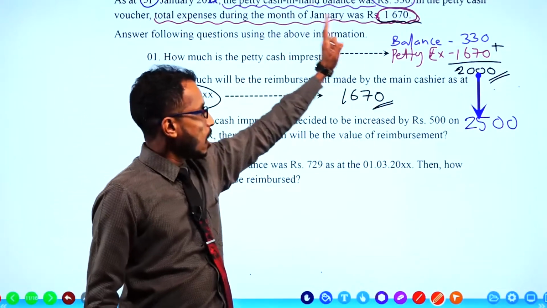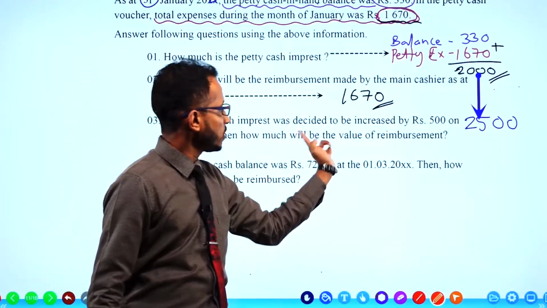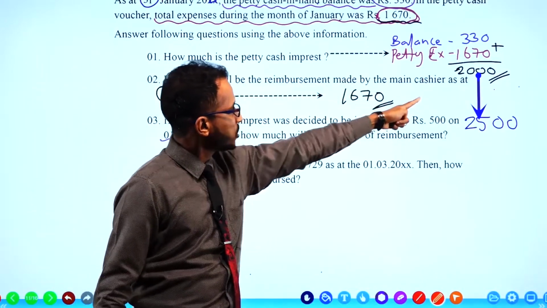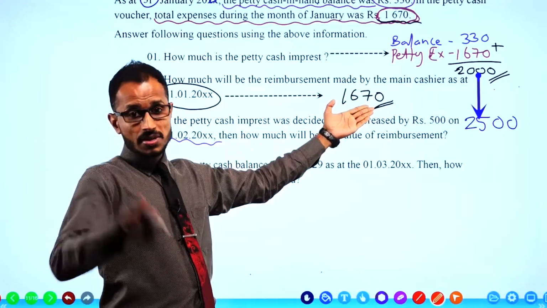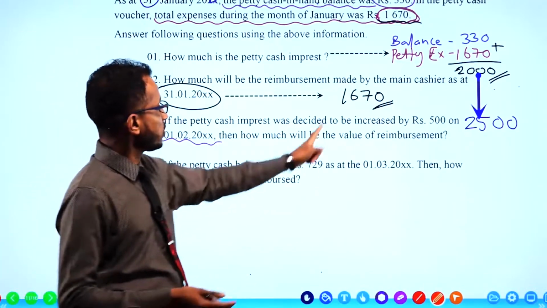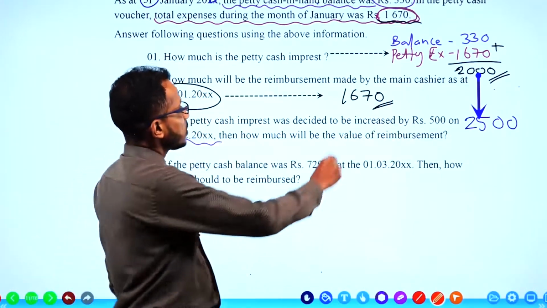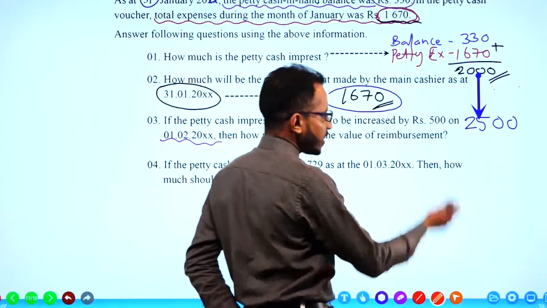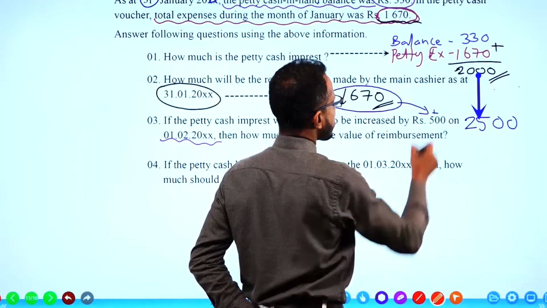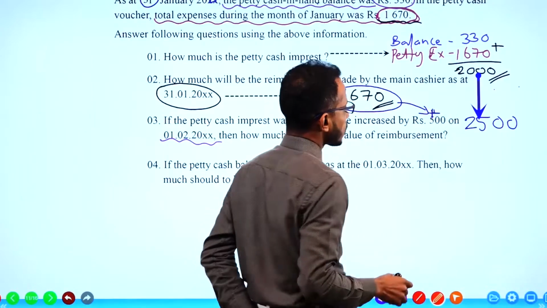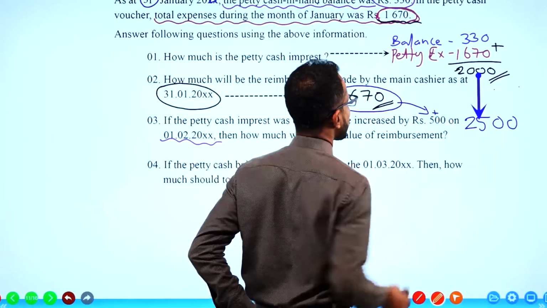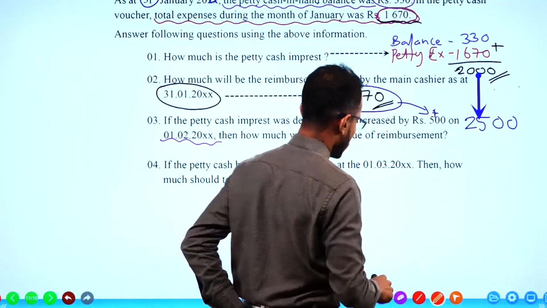Then how much will be the value of reimbursement? Now, how much will be the reimbursement made by the main cashier when the original imprest amount was 2,000? It's 1,670 only. Now 500 will be increased. Then to this 1,670, you add another 500. Let's see how it works.